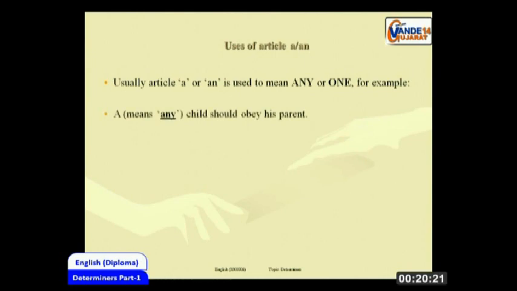See the example. A child should obey his parent. Which child are you talking about? A child means I am talking about any child. It is applicable to any child. A child, any child. Call a student. A student means any student. Maybe a student of mechanical engineering, maybe a student of first semester, maybe a student of last semester. Call a student, call any student.